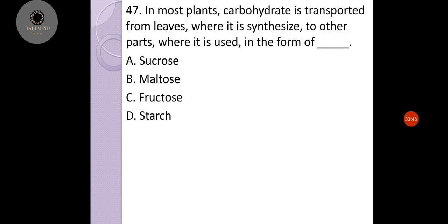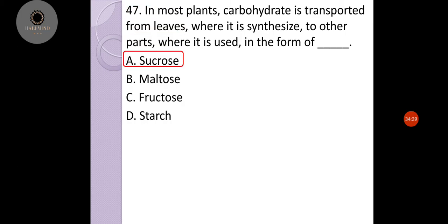47. In most plants, carbohydrate is transported from leaves where it is synthesized to other parts, where it is used, in the form of A. Sucrose, B. Maltose, C. Fructose, D. Starch. Now, plants does not directly use glucose even though they create glucose for their own food, pero kina-convert pa nila ito into sucrose para magamit nila. So, yung answer natin dito is sucrose.